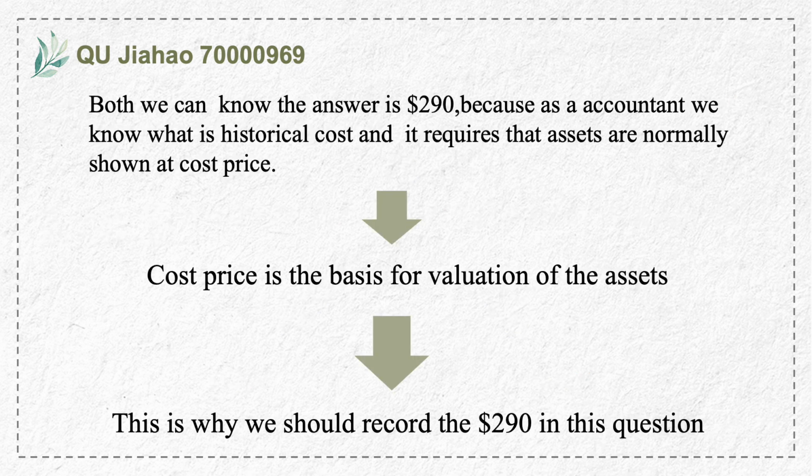Now we can know the answer is 219, because in accounting we should know the historical cost principle, which requires that assets are normally shown at cost price. And the cost price is the basis for the valuation of the asset, and we know we evaluate the asset, the computer, at 219, so this is why we should record $219 in this question.